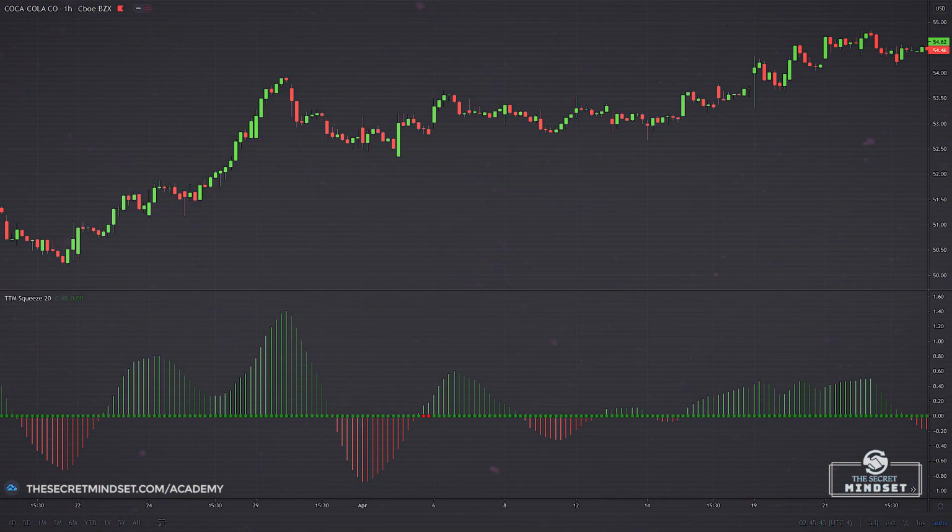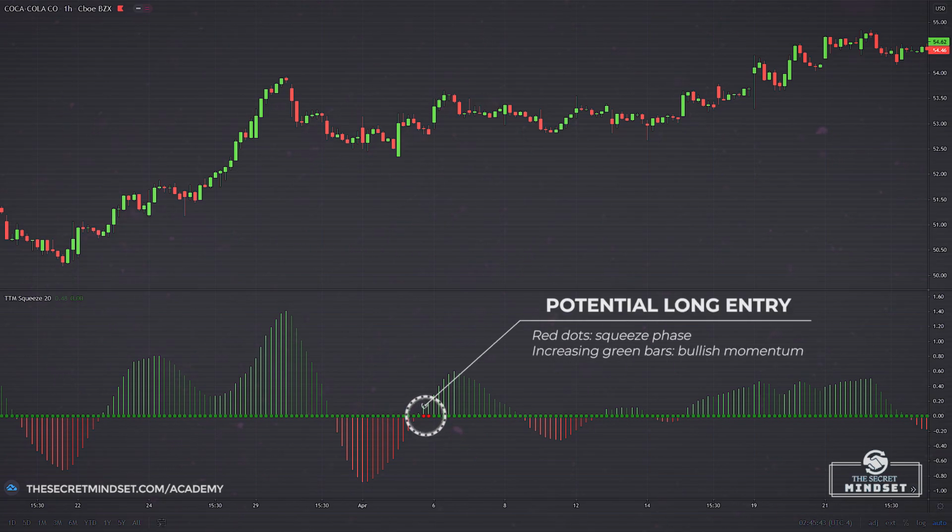Here's another example on the 1-hour time frame. The TTM Squeeze gives a perfect long entry. Several red dots appeared, indicating the market has built enough consolidation energy and is ready for a squeeze. The red dots have a green histogram rising upwards, indicating that there is bullish momentum lurking beneath this energy.